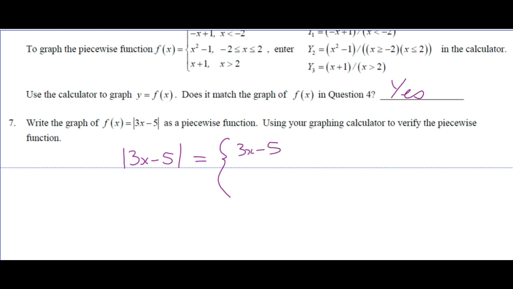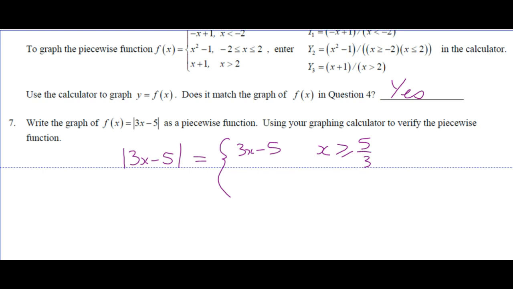So when is it just 3x minus 5? Right? No absolute value. When is it just 3x minus 5? Okay, it's really that expression, right? It's when the expression 3x minus 5 is greater than or equal to 0, right? Yeah, 5/3. So when x is greater than or equal to 5/3, because then this is going to be greater than or equal to 0, which means it's positive.